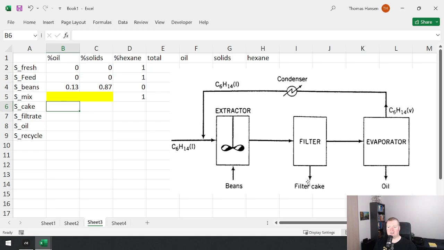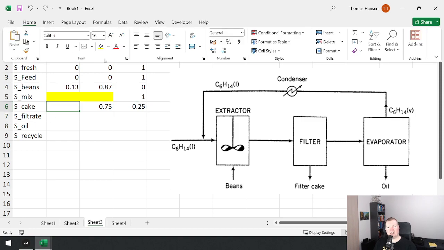In my filter cake, do I know anything about that? Let's have a look. I know that my filter cake contains 70% solids. So that means this must be equal to 1 minus the sum of the two others. But that also means that this one, I don't know right now. No idea what it is.